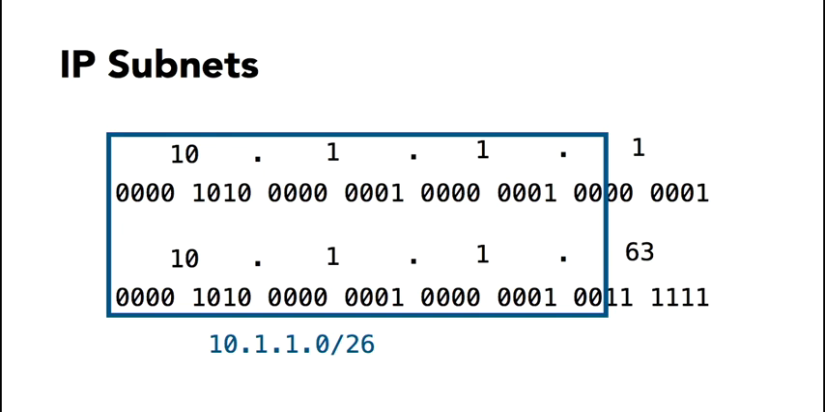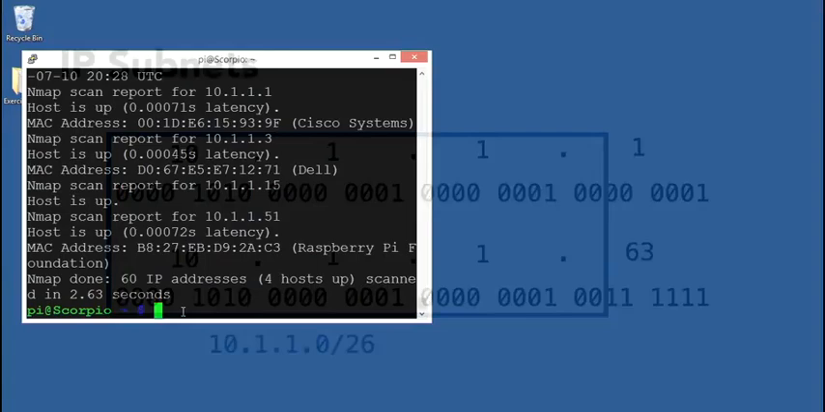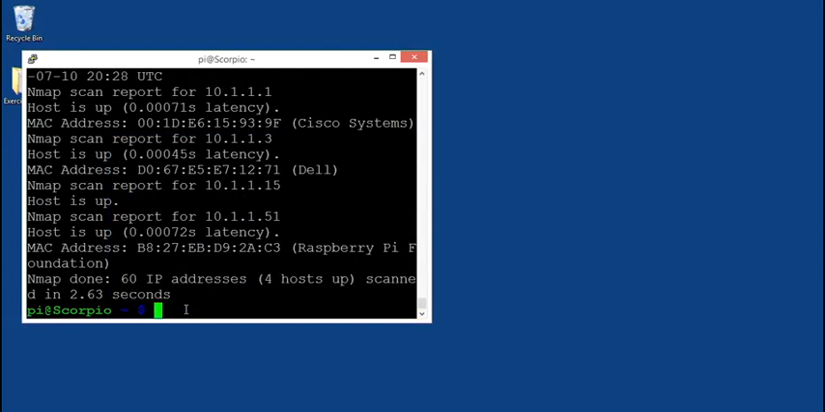Let's use this way of specifying subnets. I'll scan again, but this time using sudo nmap -sn 10.1.1.0/26 to look at 10.1.1.1 to 10.1.1.63.